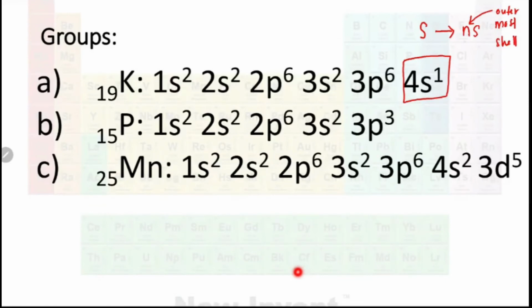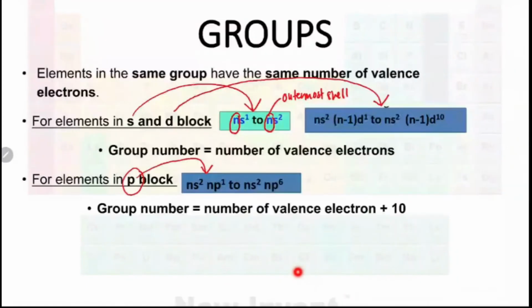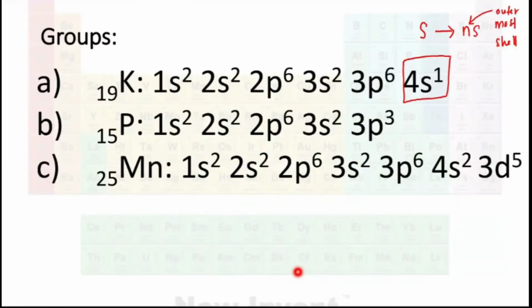So what is the outermost shell for potassium? 4. So it is 4s. How many electrons in 4s? 1. So we know that the group number for the s block is equal to the number of valence electrons, right? So our group is Group 1. Good. Because they are the same: when the valence electron is 1, the group number is 1, since it is from the s block.